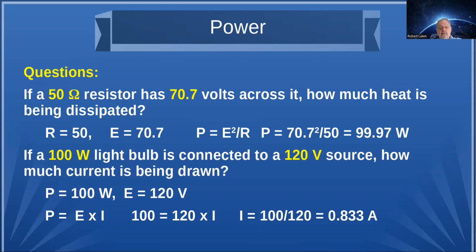If we had a 100-watt light bulb and we connected it to a 120-volt AC source, how much current is going to be drawn? So we know that the power is 100 watts, and we know the E is 120. So we want to solve for I, and power is equal to E times I, or I is equal to the power divided by the voltage, or 0.833 amperes.